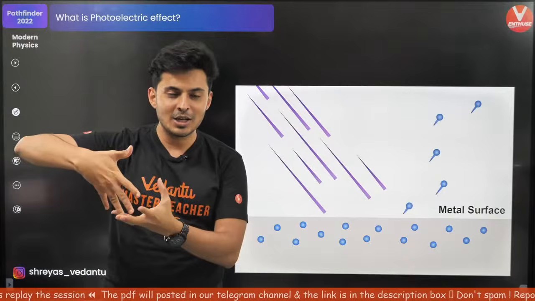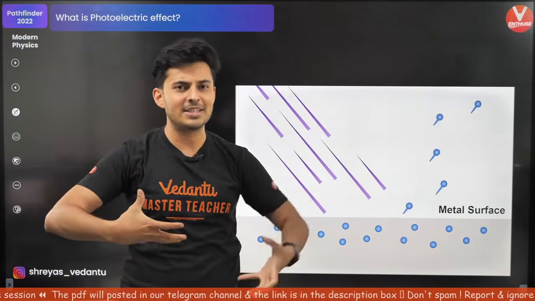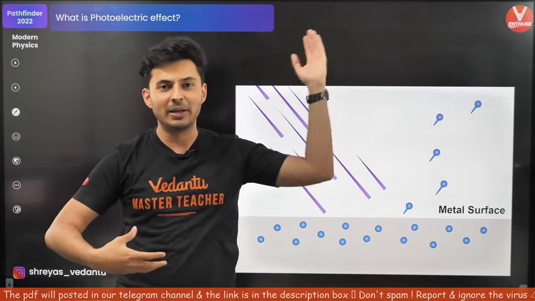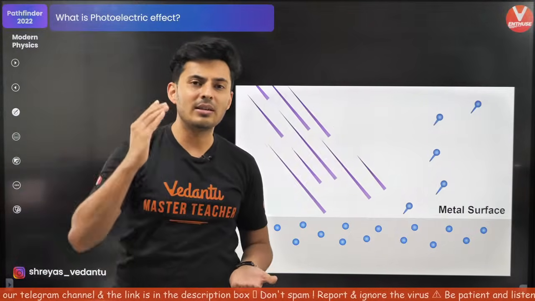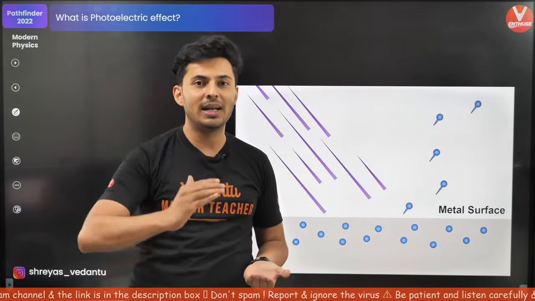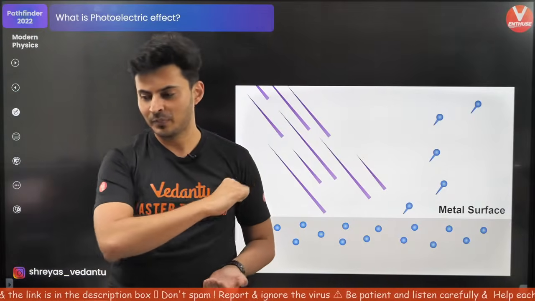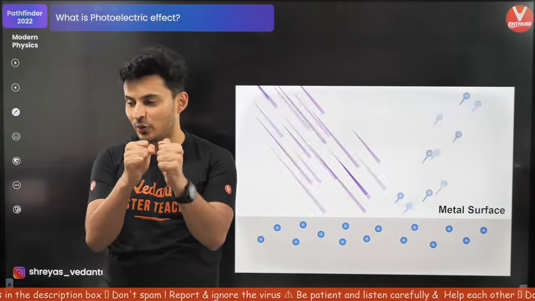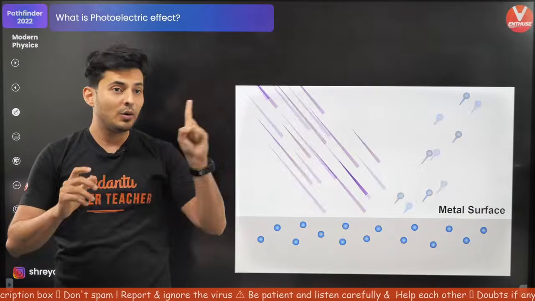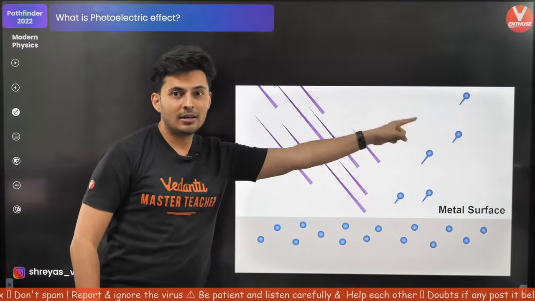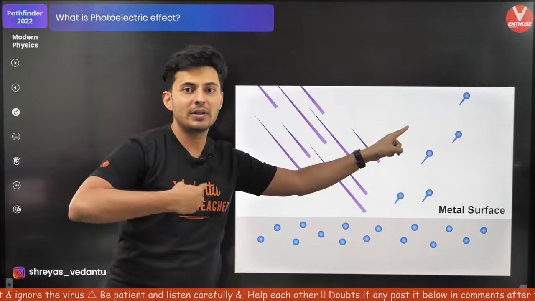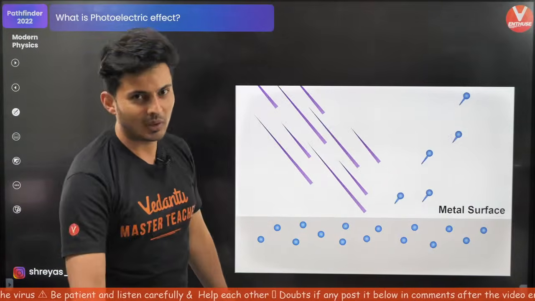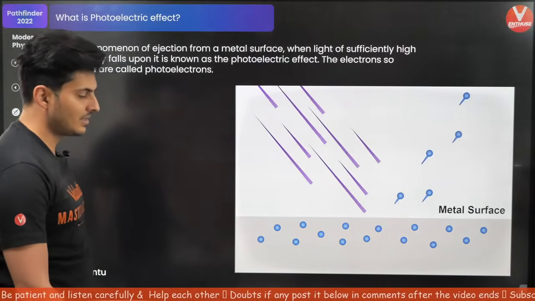So light falls, knocks out the electrons, with enough energy, and the electrons keep flowing out. So you have a flow of electrons, which is also referred to as photocurrent. Why do I call it photocurrent? Think about it. Photo, current: photons striking the surface, electrons coming out, hence photocurrent. I hope that makes sense.